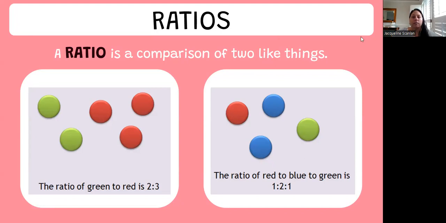Ratios compare two like things. In this particular illustration, we are comparing different colored circles. On the left-hand side, we are comparing green circles to red circles, and we could write that comparison of green to red circles as 2 to 3. In the second example on the right, we are comparing 3 different things: red circles to blue circles to green circles. We could write the comparison of red to blue to green as 1 red to 2 blue to 1 green.